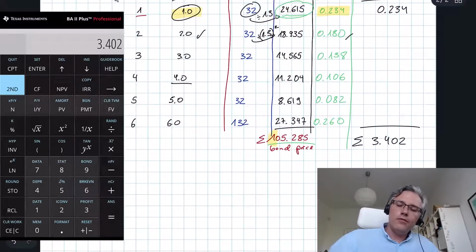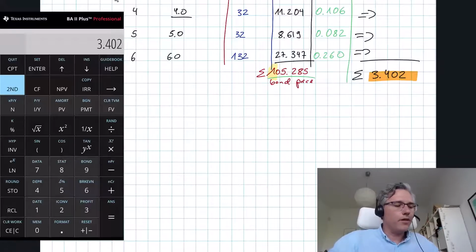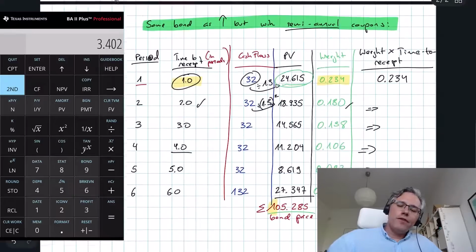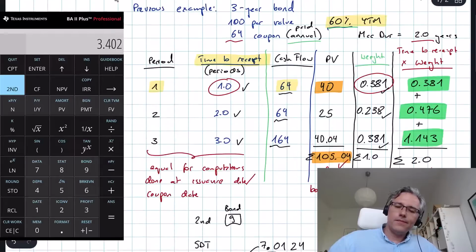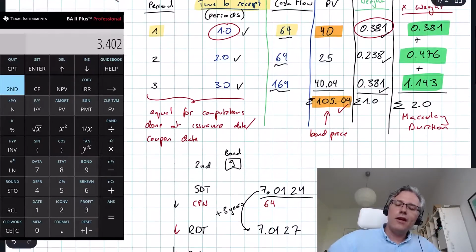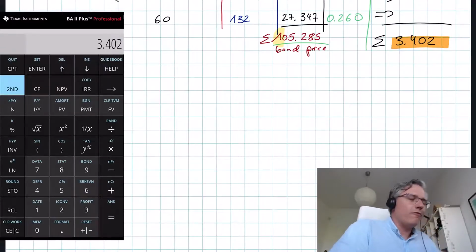So I do all of these multiplications, and I didn't really care about the intermediate results. I just wanted the total. That's the good one I wanted. Okay, this is Macaulay duration, but please appreciate that even though we had what in essence was a 3-year bond, we got a result which is more than 3, didn't we? Which is weird. You can't get a result which is more than 3 for a 3-year bond.